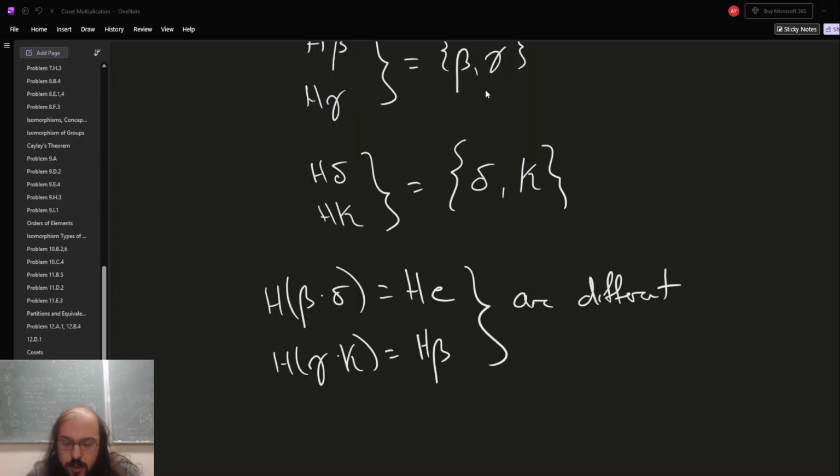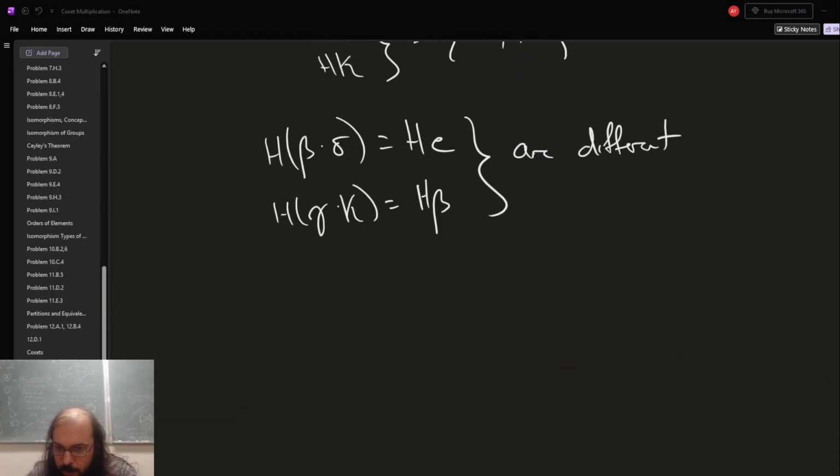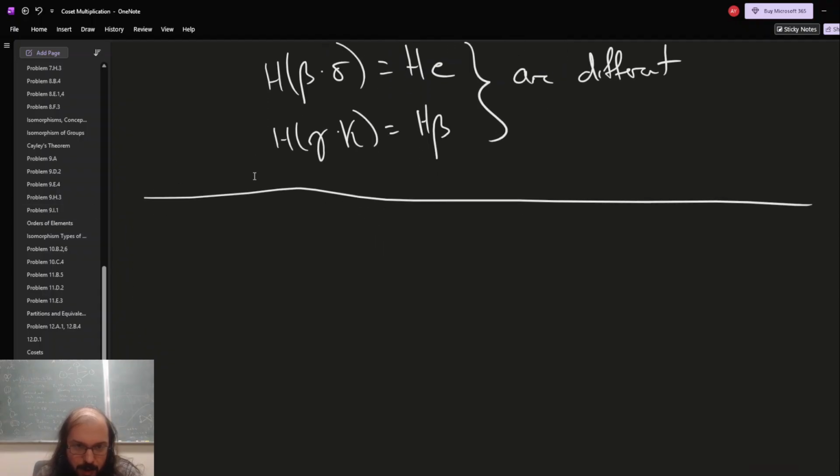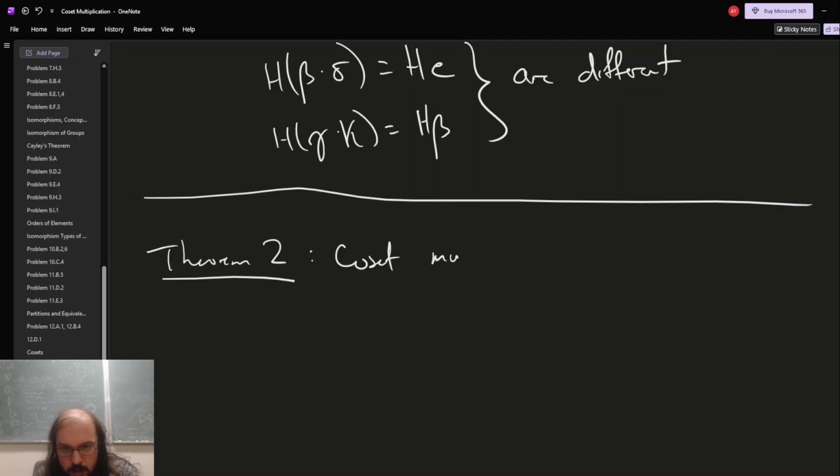However, if the subgroup in question is a normal subgroup, then it will work. How long have I been talking for now? 10 minutes already. Okay, I'm going to do this theorem and then we're going to stop here. So this will be theorem 2, and that'll be enough for this video. Coset multiplication is well defined for normal subgroups.